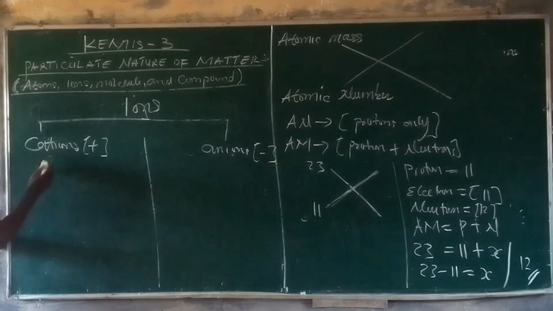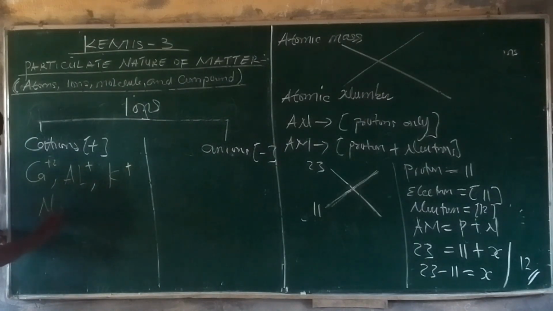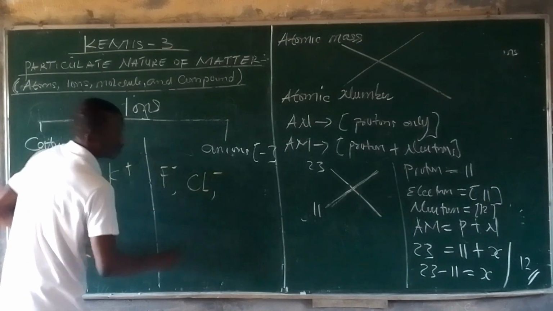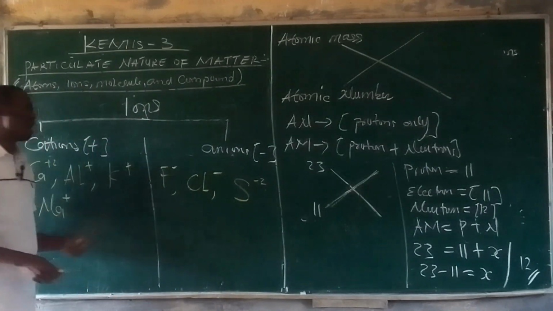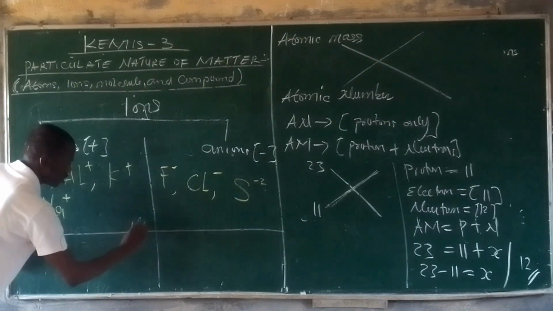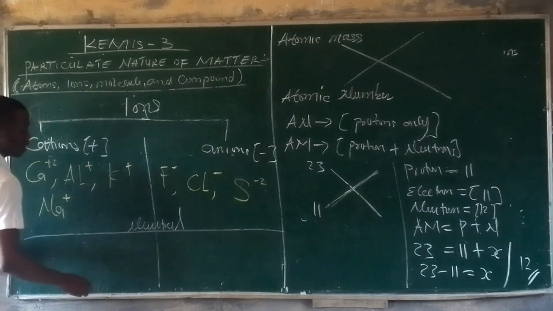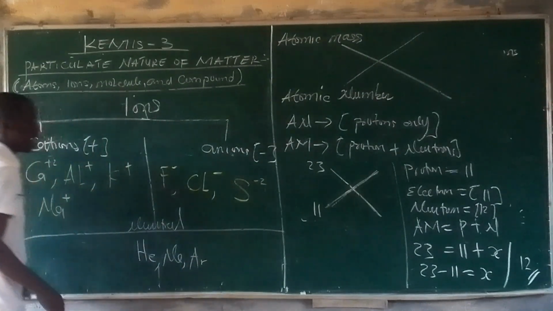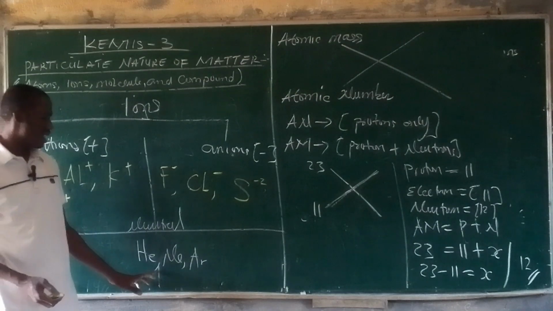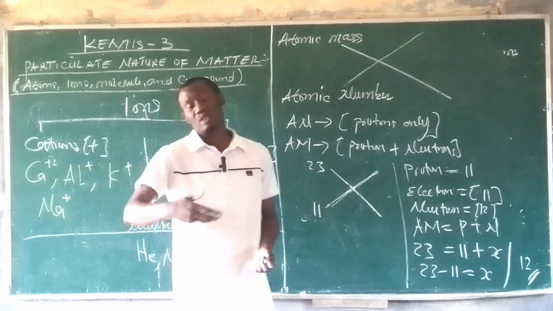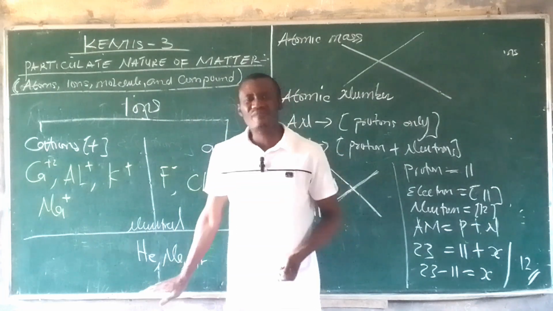Meanwhile, examples of cations: calcium, aluminium, potassium, sodium. Examples of anions, you can have fluorine and sulfur. These guys are known as anions. Meanwhile, there are some elements that are neutrally charged, as I've told you, no charge. The neutral elements are helium, neon, and argon. Now, the reason why these are neutrally charged is because of the octet configuration. There is no atom sharing electrons in order to combine with other elements because they have octet configuration.